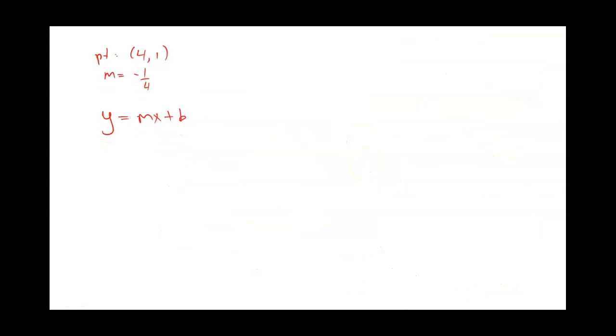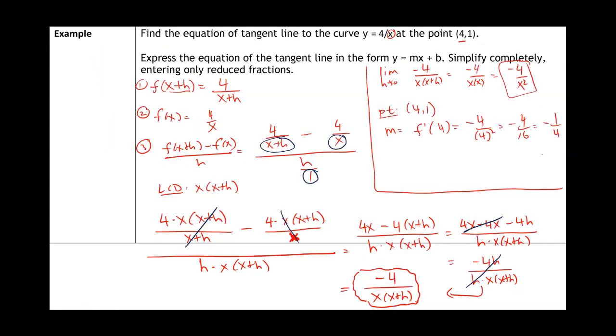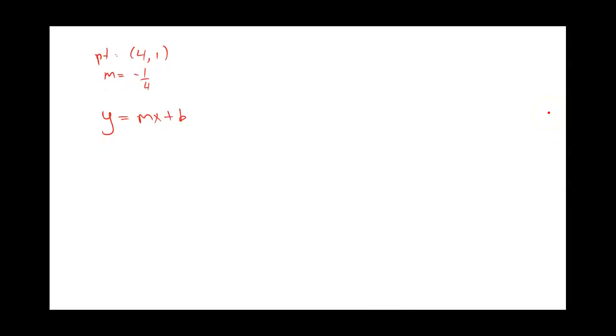Our point is (4, 1). We're given a point, which is (4, 1). We're given our slope is negative 1/4. And our equation is going to be y equals mx plus b. So you may remember from your algebra class that in order to find b, I have to plug in the slope and I have to replace x and y with the point.